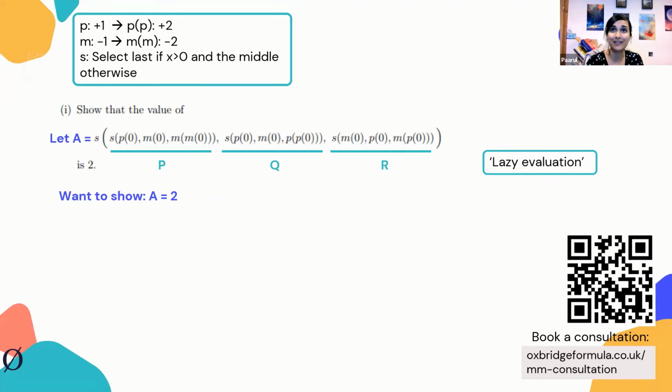And I'm sure your teachers would love you writing your work out clearly in your A-levels too. So we're telling the examiner what we want to show. We want to show that A = 2. And then, as Chris said, we're evaluating P.